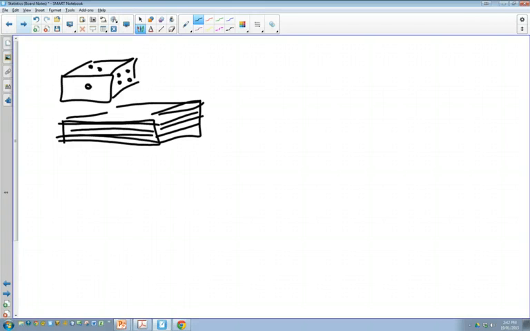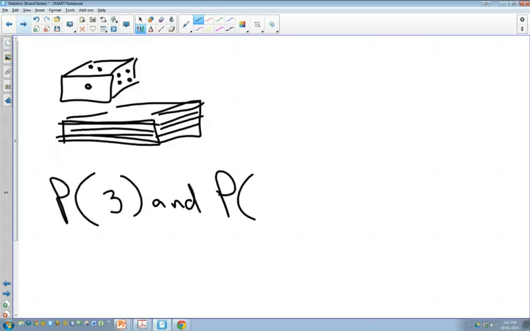Okay, so I got a deck of cards and some dice. What's the probability of me rolling a 3 and, at the same time, the probability of me drawing a heart? Okay, so here's the way it's going to go. For this experiment, I'm going to roll the dice and pull out a random card. What's the probability that I'm going to get a 3 and a heart by doing this?